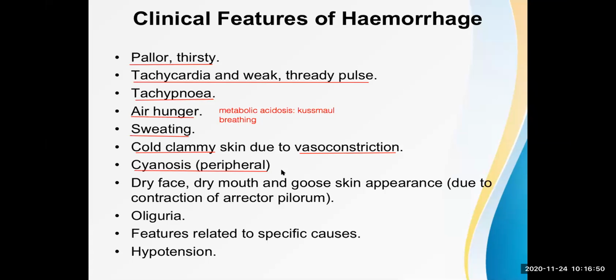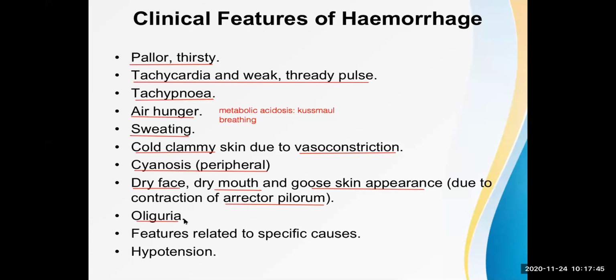Peripheral cyanosis is common to see, again because of vasoconstriction. In case of very severe hypovolemia, even central cyanosis can be seen. There will be dry face, dry mouth, and goose skin appearance due to contraction of the erector pili muscle. Now, this erector pili muscle is connected with the hair follicle, and these are supplied by the sympathetic nervous system again. That's why there is contraction of this muscle, which leads to those hairs becoming straight. Straightening of hair on the skin is known as goose skin appearance. A very easy type of explanation, all because of excessive sympathetic stimulation.